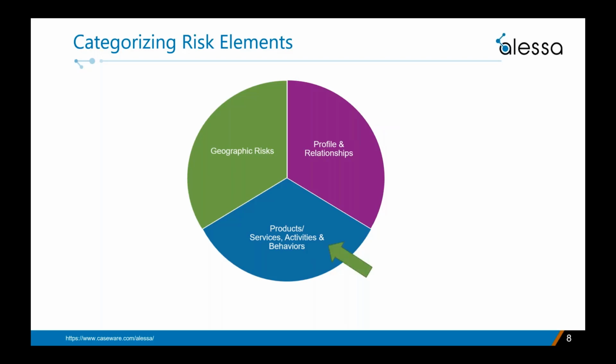The next one is products, services, activities, and behaviors. It includes all the things the customer will do or is doing through your institution. In essence, it's about how the products and services the customer uses and their transactional activities and behaviors or patterns of behavior can have a higher money laundering risk. And that's what we're going to focus on in today's webinar.